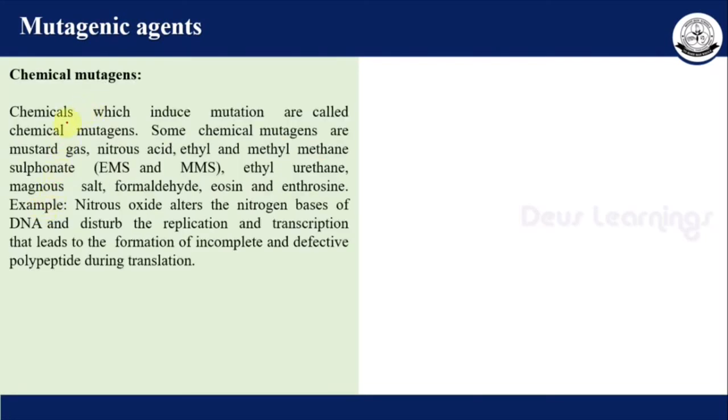Then chemical mutagens. So chemicals that induce mutations are called chemical mutagens. So examples are mustard gas, nitrous acid, ethyl and methyl methane sulfonate, right? Ethyl urethane, manganese salt, formaldehyde, eosin, anthracene. Okay, for example, nitrous acid alters the nitrogenous bases of the DNA and disturbs the replication and transcription that leads to formation of incomplete and defective polypeptide during translation.